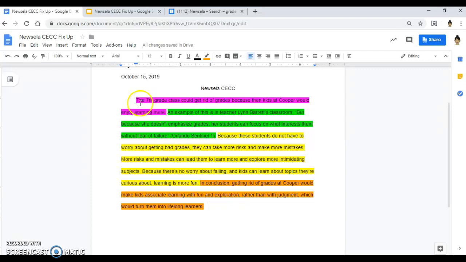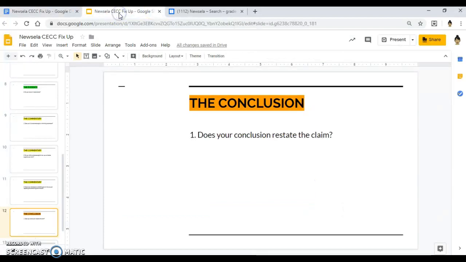Is that basically saying the same thing as "the 7th grade class could get rid of grades because then kids at Cooper would enjoy learning more"? I would say they're pretty similar. It is basically restating the claim. So go ahead and pause your video right here and look at whether your conclusion restates your claim.